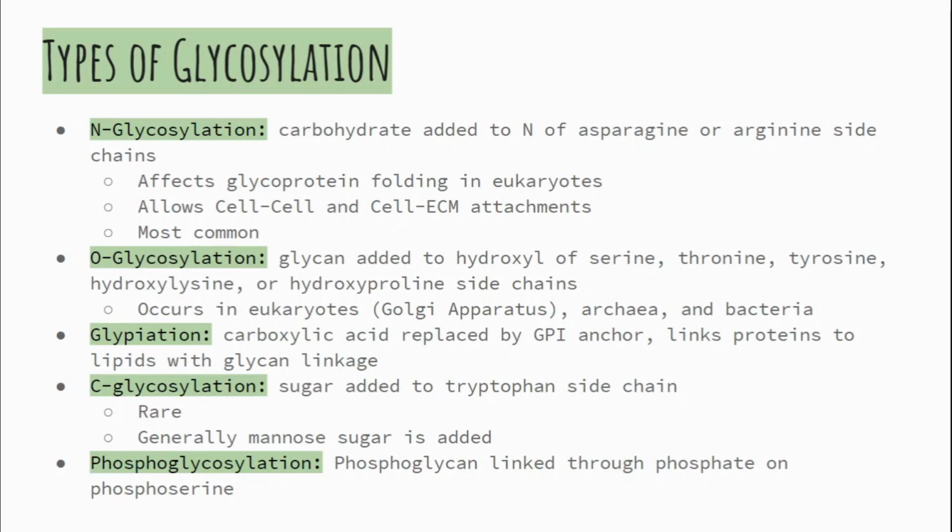The third type is glycation. This is a carboxylic acid replaced by a GPI anchor, and then it links proteins to lipids through a glycan linkage. The fourth type is C-glycosylation, which is when a sugar is added to the tryptophan side chain, but this is pretty rare, and usually it's a mannose sugar that's added. Lastly, we have phosphoglycosylation, which is when a phosphoglycan is linked through a phosphate on a phosphoserine.